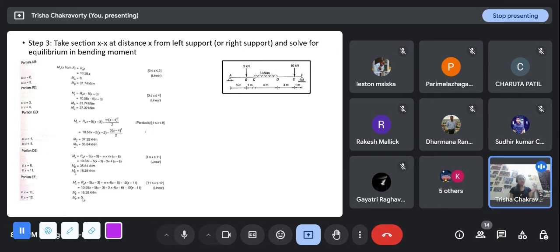And again, if I do the same problem from the right side, I will get the same pattern, and at A the moment should be 0. So okay, this is another thing. Maximum bending moment. When it is a straight line, it is very easy to see where the maximum is happening.